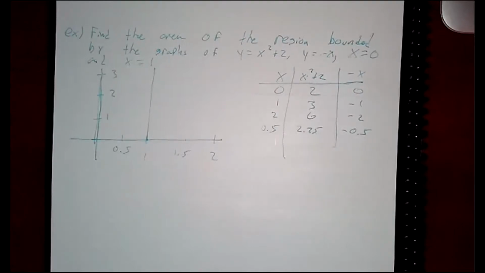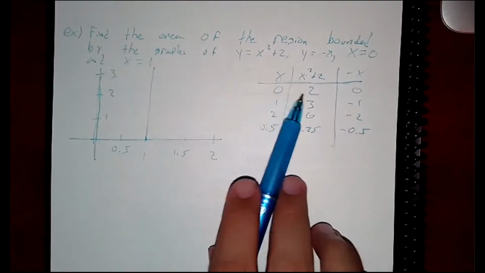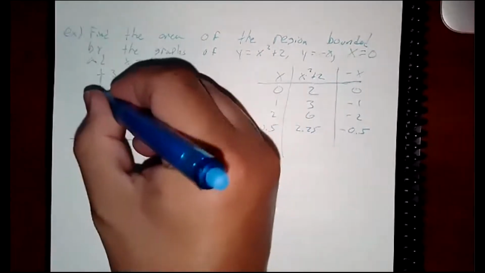Thanks a lot. So then 0, 2 is right here, right?